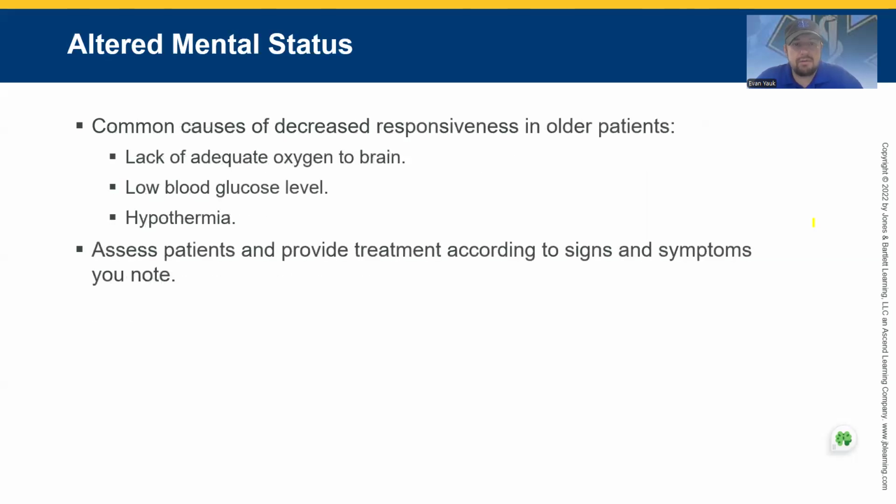Altered mental status, a common cause of decreased responsiveness in older patients: lack of adequate blood to the brain, low blood glucose levels, and hypothermia or shock. Assess the patient, provide treatment according to the signs and symptoms you note. So remember, blood glucose, that's a vital sign. If I walk into a person's house and they are altered, I'm going to take a blood glucose right off the bat. Are they on home oxygen? Are they using it? Are they puffing a cigarette at the same time their nasal cannula is running? These are all things that we can look at. Hypothermia.